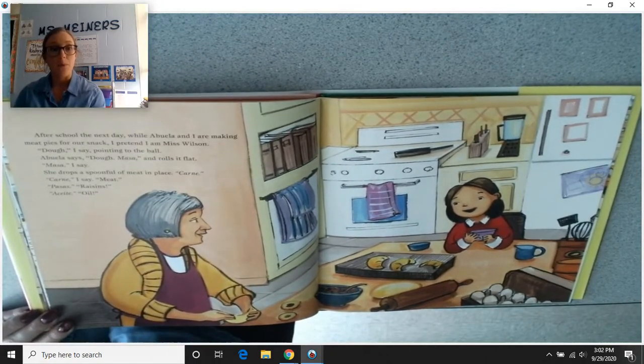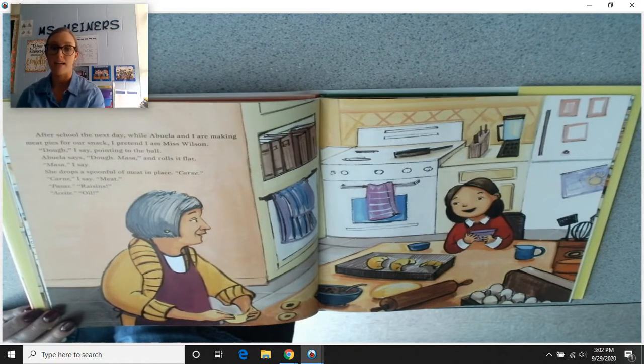After school the next day, while Abuela and I are making meat pies for our snacks, I pretend I am Miss Wilson. Dough, I say, pointing to the ball. Abuela says, dough, masa, and rolls it flat. Masa, I say. She drops a spoonful of meat in place. Carne. Carne, I say. Meat.